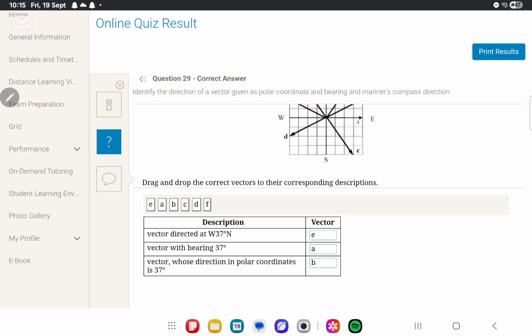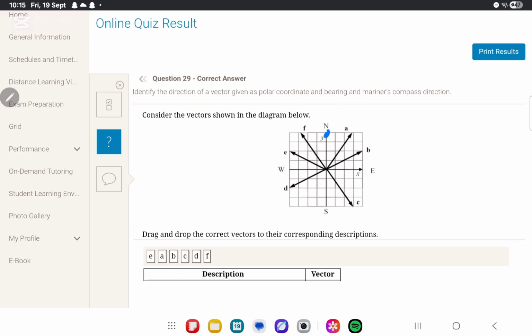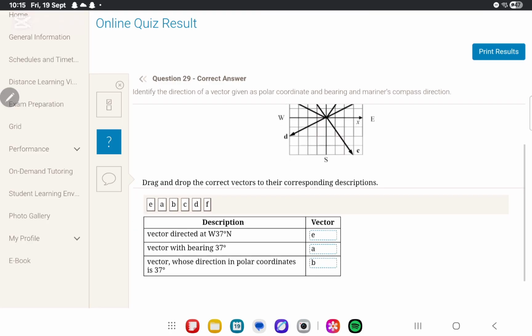Vector with bearing 37 degrees. So I start off at the positive y-axis and I move 37 degrees from there, which is logically going to be A, right? Because B looks more like 60 degrees or 45 degrees, not 37. So vector A is my answer.